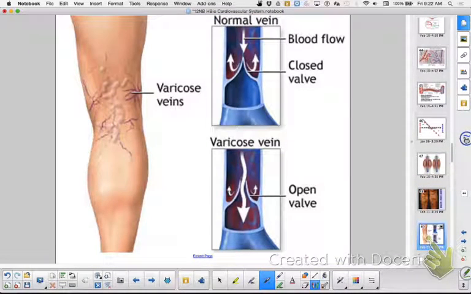So here are some varicose veins for you to look at. Could I please have the oldest bio buddy explain why varicose veins are caused? Go. Exactly, domino. Now, you can get varicose veins all over your body, more likely to occur in your legs for sure.